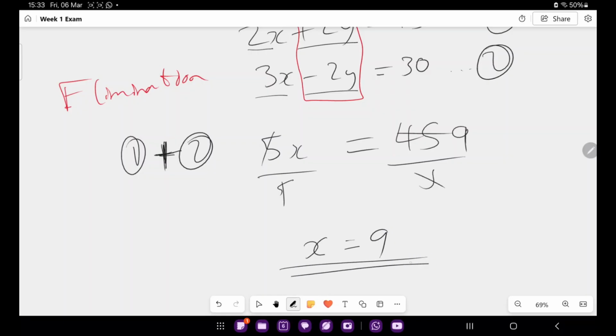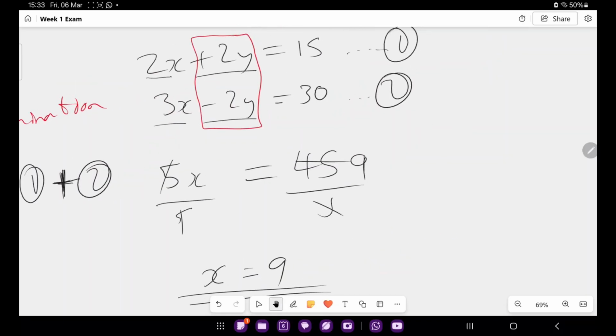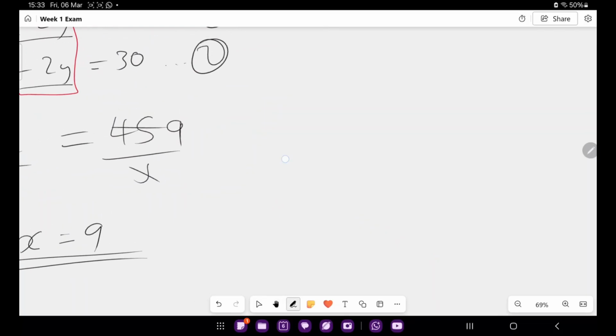So since we found x, let's find y. So how do we do that? You choose any equation. I'm going to choose equation 1. And then you substitute the value that you have found. You usually do this once you have found one variable. So in this case, since we found x, we can substitute x.